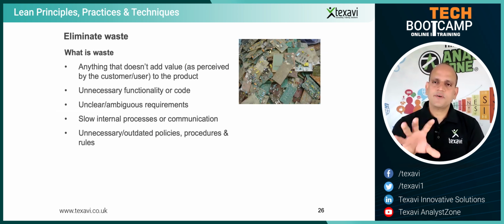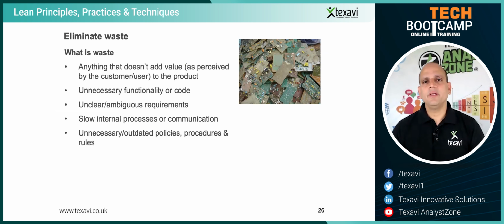So I want to actually stress more on the elimination of waste, because this is central and fundamental to lean, whether it is software development or manufacturing. Very, very critical. So what do you mean when you talk about waste? What does that mean? Anything that doesn't add value. Value from whose perspective? It is from the point of view of your customers or users. It's not from your perspective as a development team.